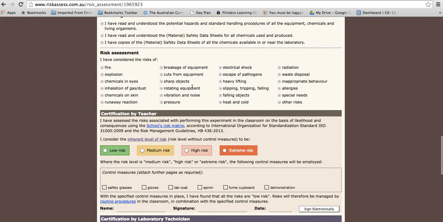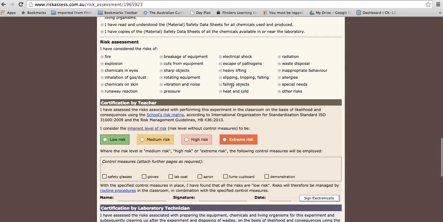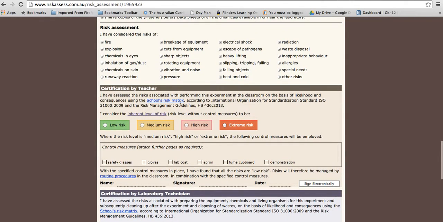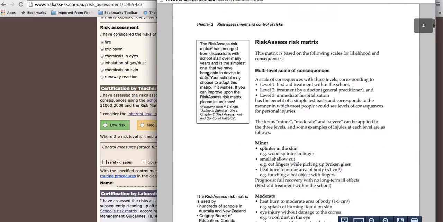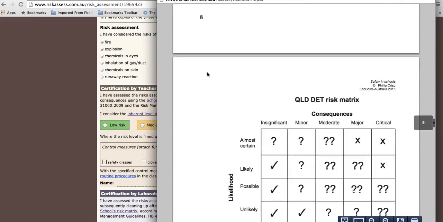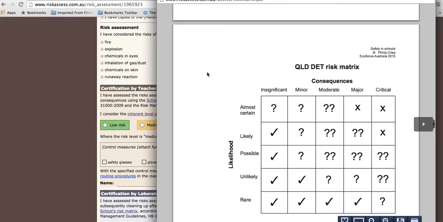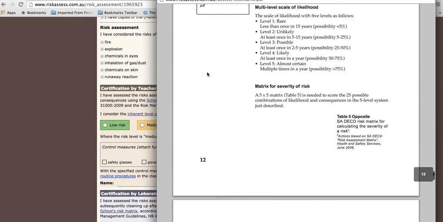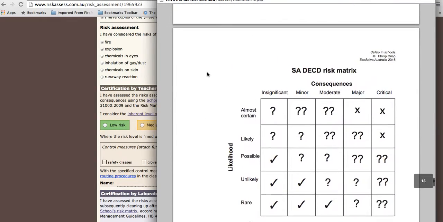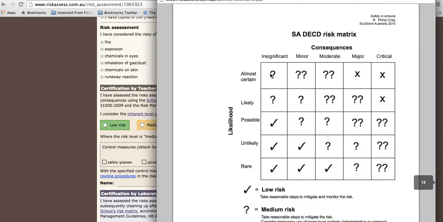Have you considered all of these risk factors? Okay, and we'll talk about some of those in a minute. And then you're going to assign a risk to it. Now, if you haven't used it before, you're going to be using the school risk matrix. I don't think they've put it in, maybe they have. Here we go. So this is our risk matrix.